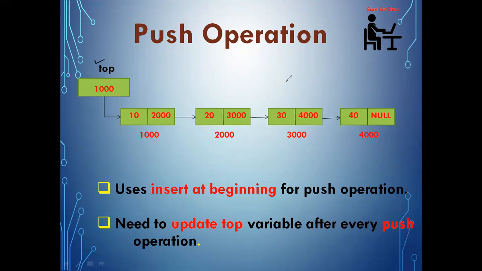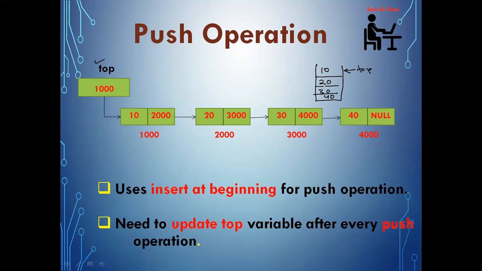Now here we have represented some values by using linked list. So let us start from the beginning. If we consider these values in stack, as top is pointing to 1000, that means 10 will be on the top. After that 20 will be present, after that 30, and finally 40 will be present. Top is currently pointing to that particular node where the value 10 is present.